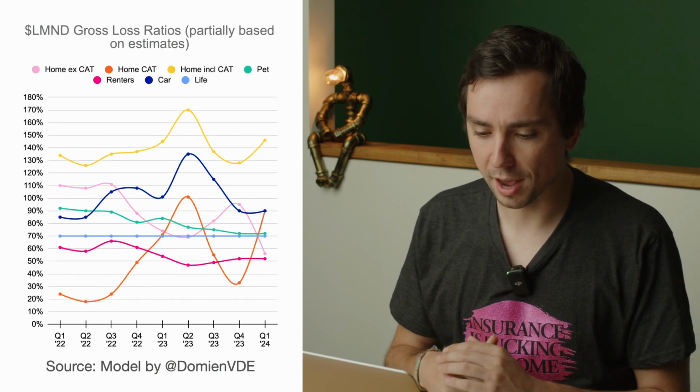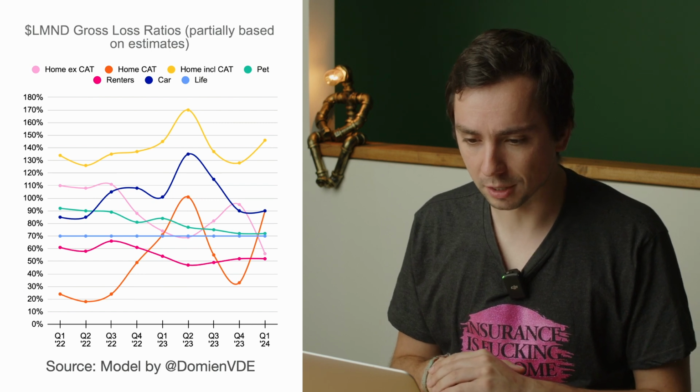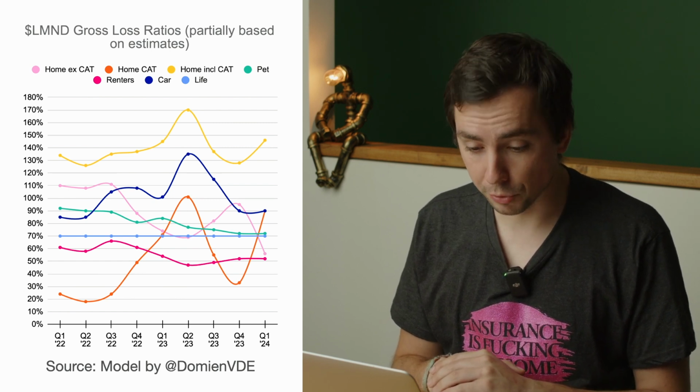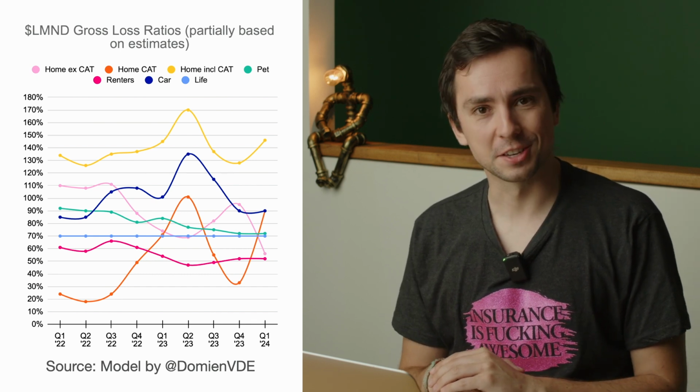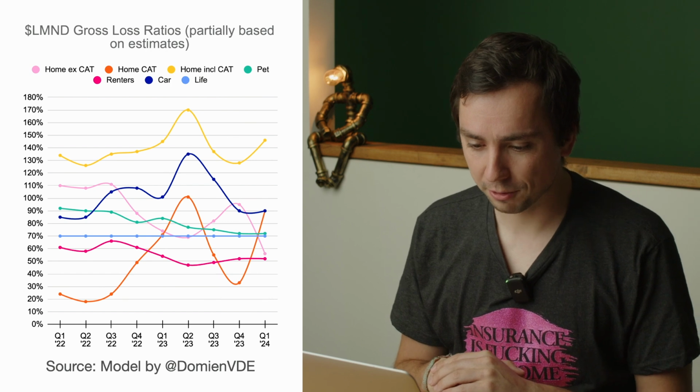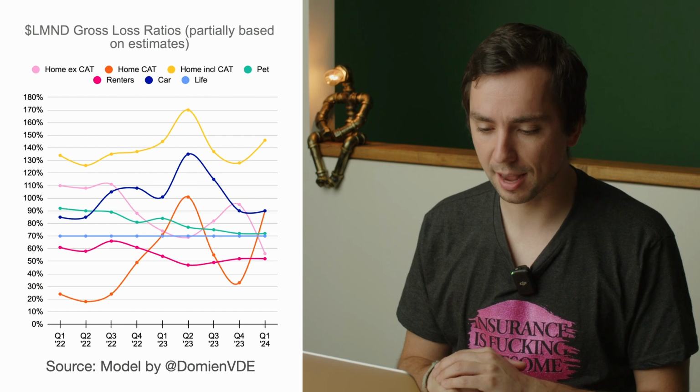And here we have the gross loss ratios for each product line throughout time. Okay, there's a lot to discuss here, right? So let's first look at the light blue line. Again, this is the life line.